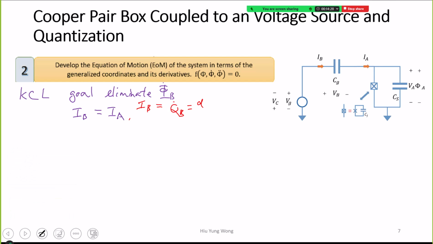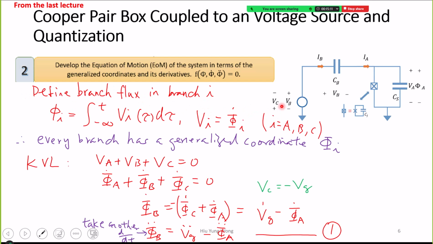Let me just write it as dQ_B/dt. But what's the relationship between Q_B and C_G or V_B? Charge equals capacitance times voltage, so the rate of change of charge is the capacitance times the rate of change of voltage. But what is the rate of change of voltage? It is equal to the second derivative of the flux, because V_B equals d flux/dt, right?